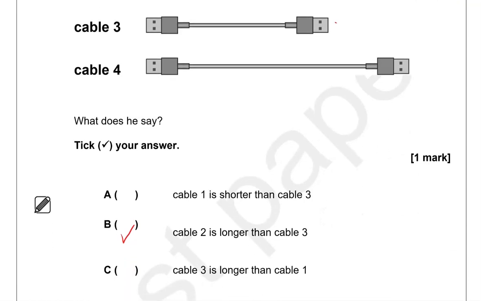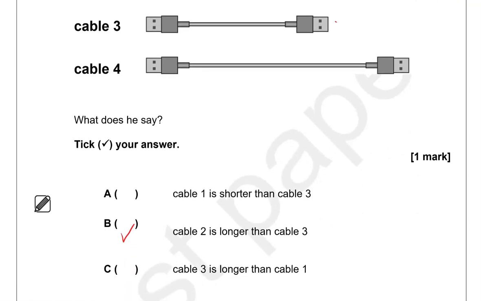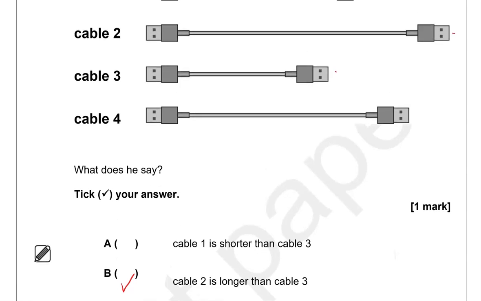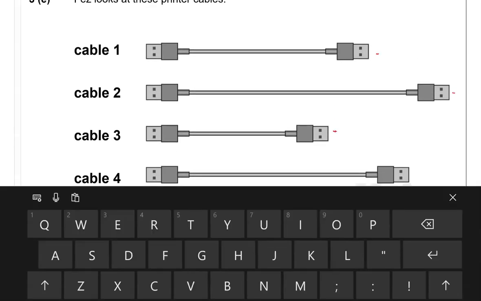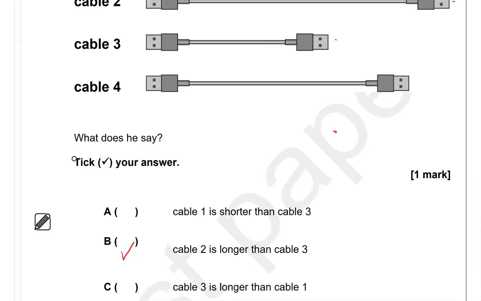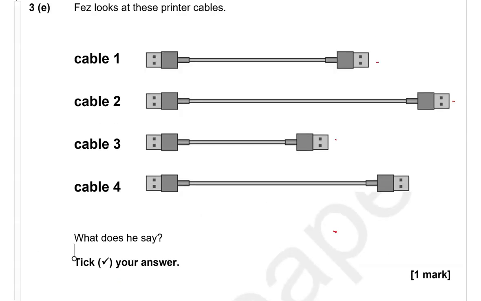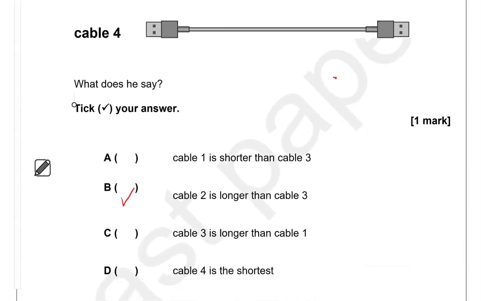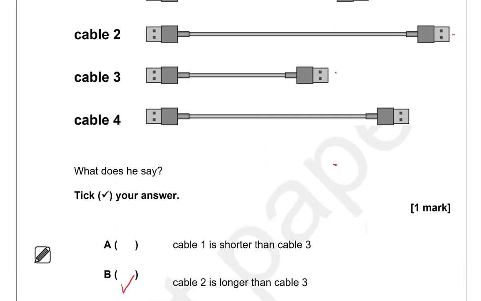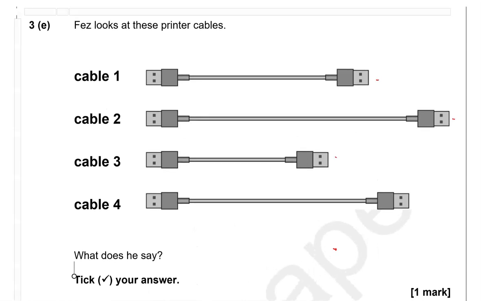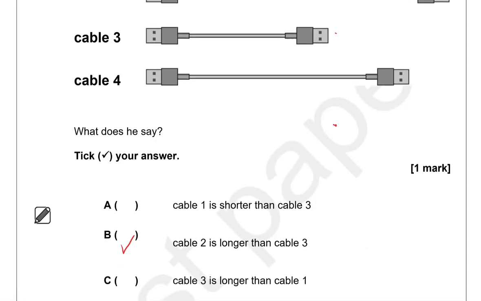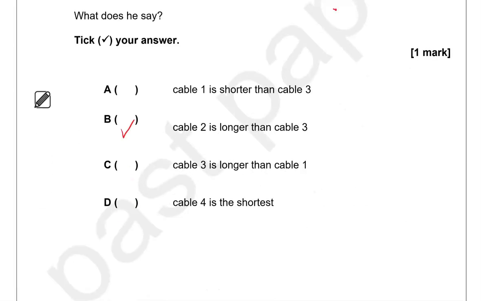Let's have a look at option C. Cable 3 is longer than cable 1. Is that correct? No, it's not. It's actually shorter. And finally, cable 4 is the shortest. Is cable 4 the shortest? No, it's not. Actually, it's cable 3 that is the shortest. So we've ticked the correct option, which is option B.